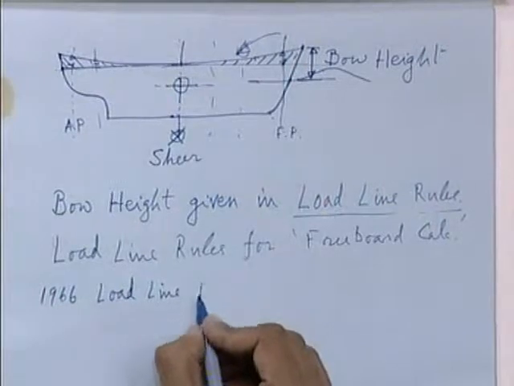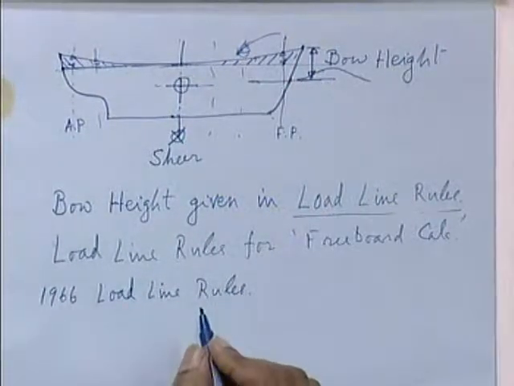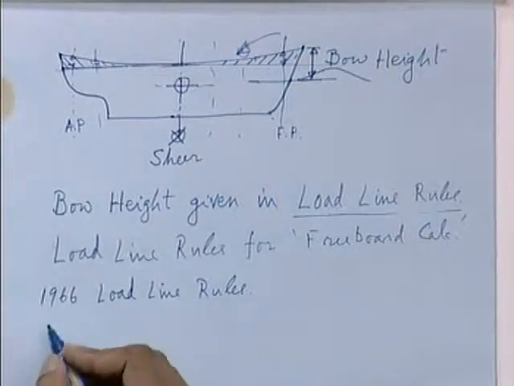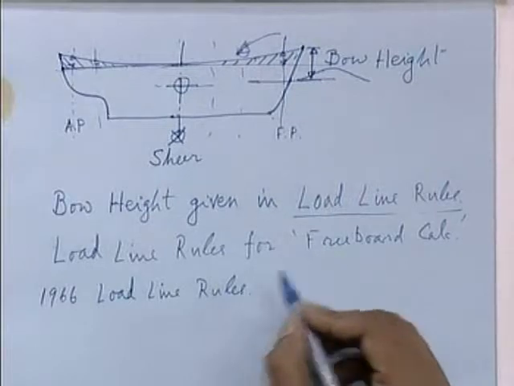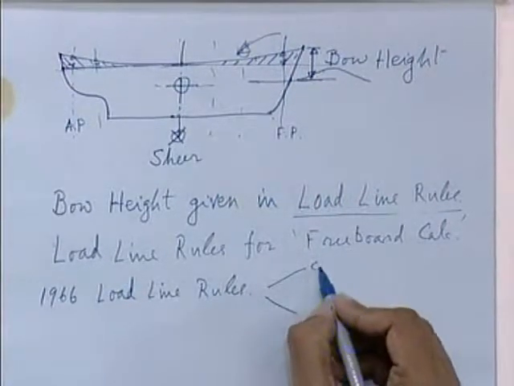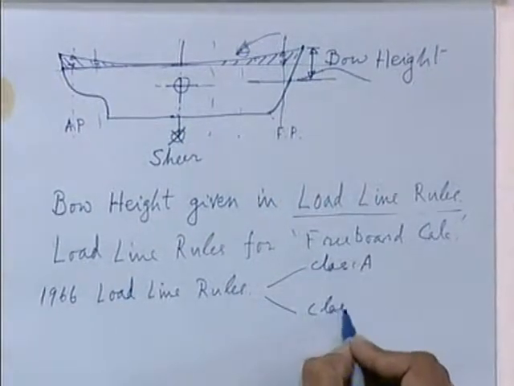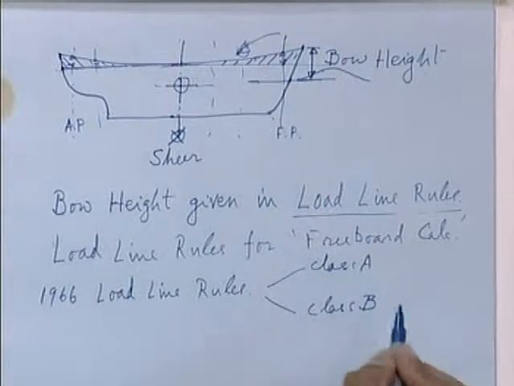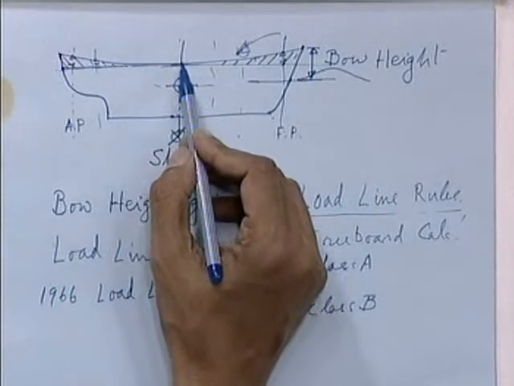I think for a few years I am out of touch with these load line rules. Nowadays the new rules have come up from year 2000. Normally if you look at these load line rules, the ships are classed, say class A, class B like this. I suppose you have come across these terms. Say class A pertains to oil tankers. Oil tankers have pretty small freeboard.